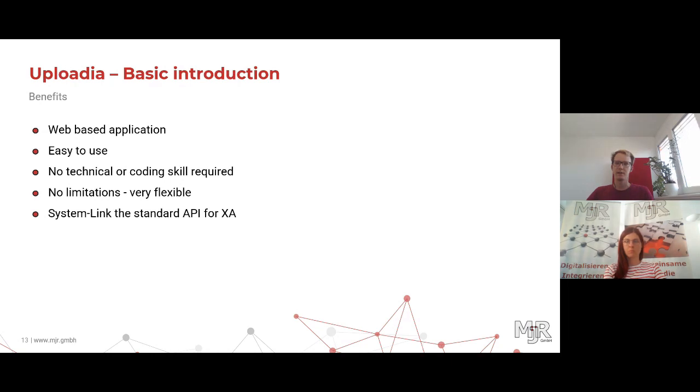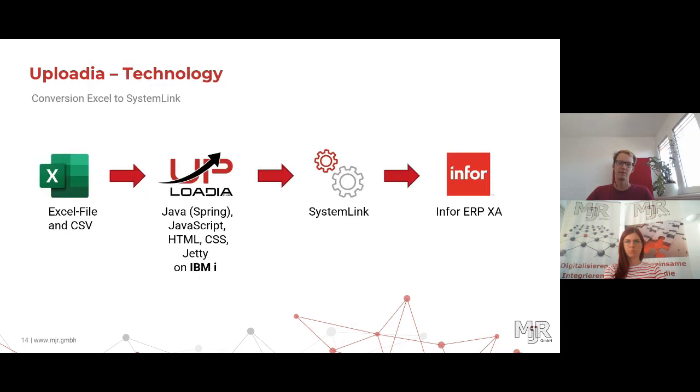And all of this is possible because Uploadia is using SystemLink, the API of Info XA, which covers all these data validations and checks. Here you can see a quick overview of how the flow is working. You have an Excel file in the beginning. It supports the formats XLSX and CSV, which we got recently with the last update. Then the Uploadia application takes all this data with the mapping the users are doing and sends it to the SystemLink server, and from there it goes to Info.XA, and at the SystemLink server, all the data validation and checks are happening.